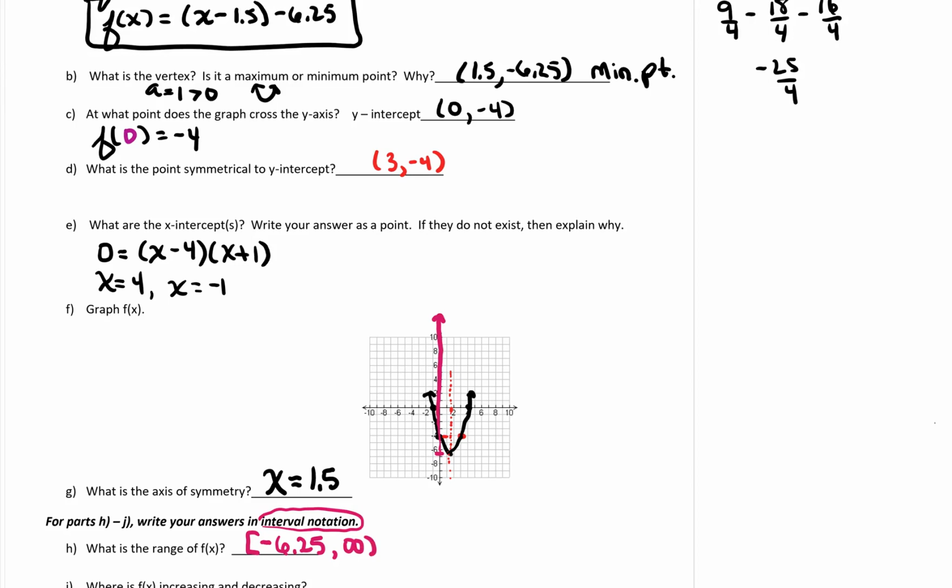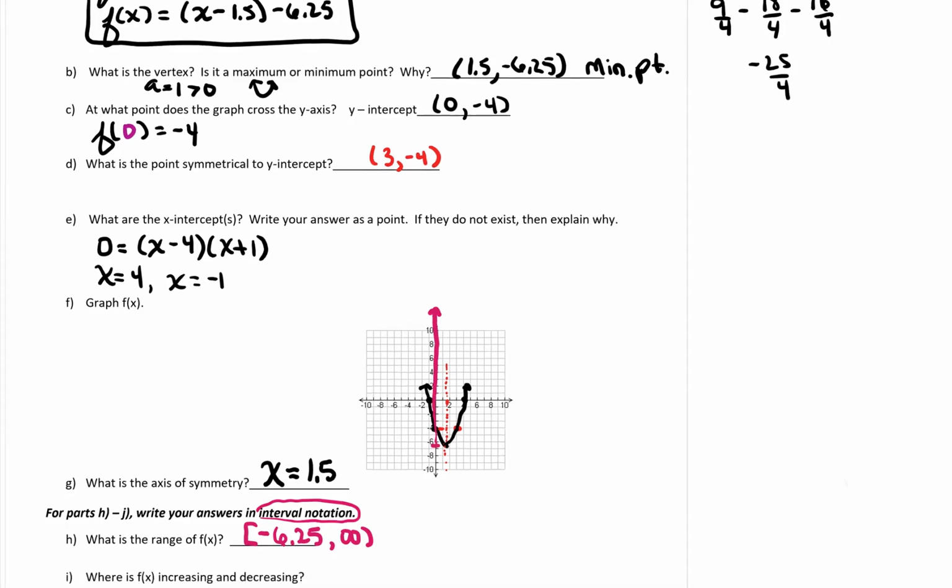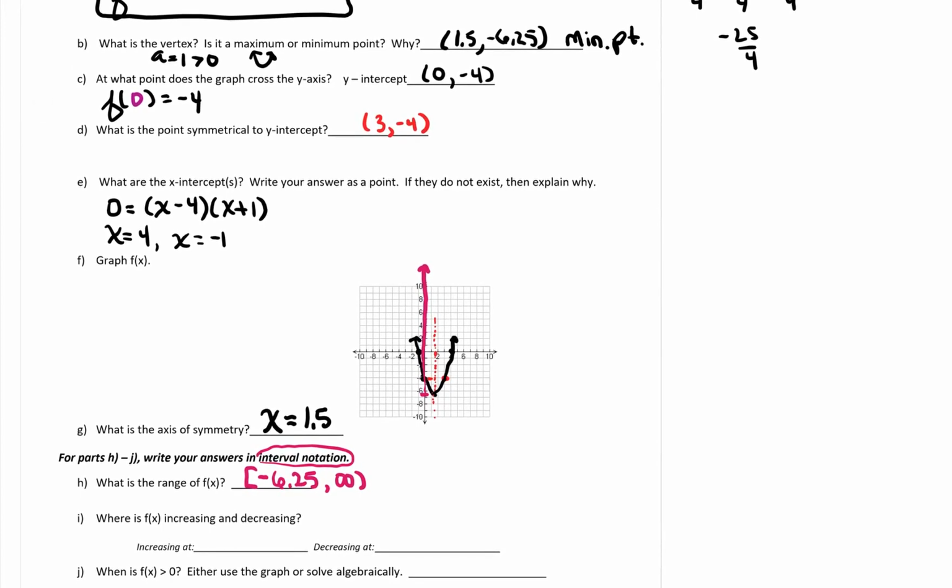Where is the graph increasing and decreasing? Again, this asks me to put it in interval notation. It is increasing when we are at the vertex, right? And we're starting to go up on the left or right of our vertex. And so we look at our x value. The x value of our vertex was 1.5. And so we have 1.5 to infinity.